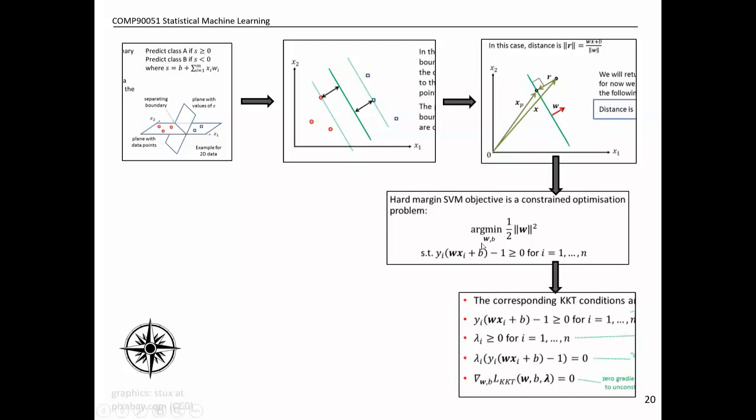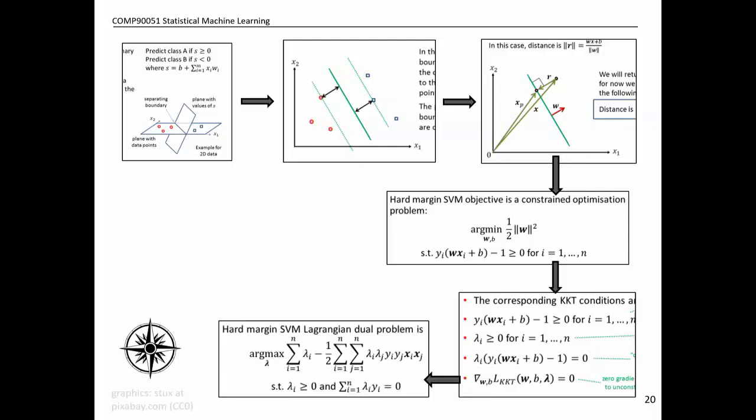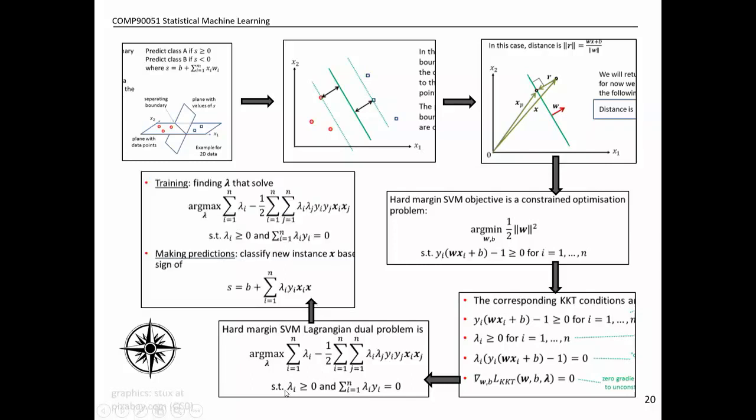But we didn't want to be hard, we want to be soft. So we introduced slack variables, and then we can come up with an equivalent way to train it by looking at the KKT conditions and using them to eliminate W and B. And that led us to a dual program. So this is the hard margin version of it, but the soft is just the same with an extra constraint on lambda. And so there it is there. And so we can train and we can make predictions. Okay, so we can do everything that we want to do.